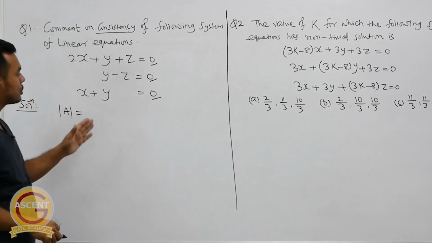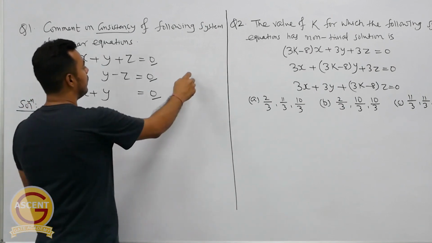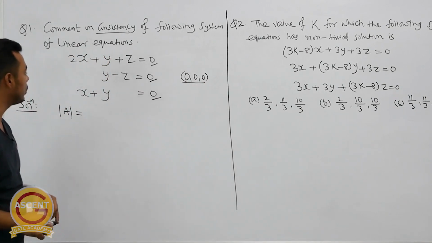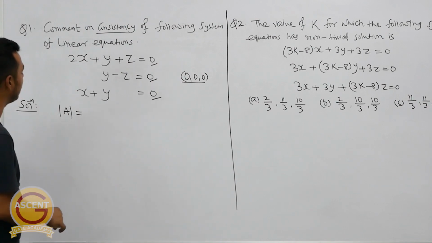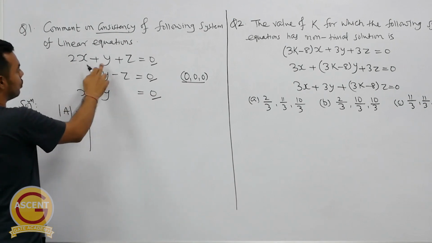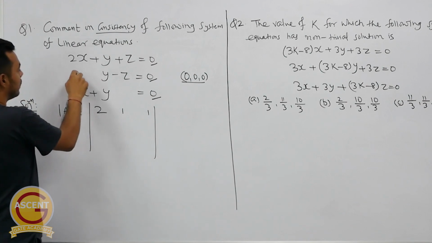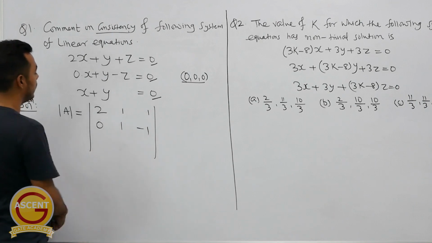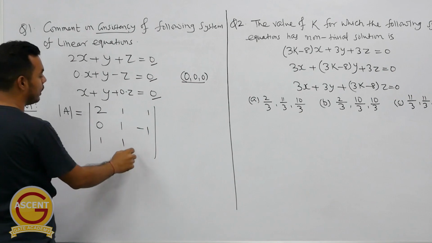If the determinant is non-zero, then it will have a unique solution and only the trivial solution. Trivial solution means all the 3 variables are 0. And if the determinant is 0, then it will have trivial plus non-trivial solution and infinitely many solutions. So the determinant of this coefficient matrix will be 2, 1, 1. This will be our first row. Then our second row: coefficient of x is 0, so 0, 1, minus 1. And then our third row is x plus y plus 0z, so this will be 1, 1, 0.